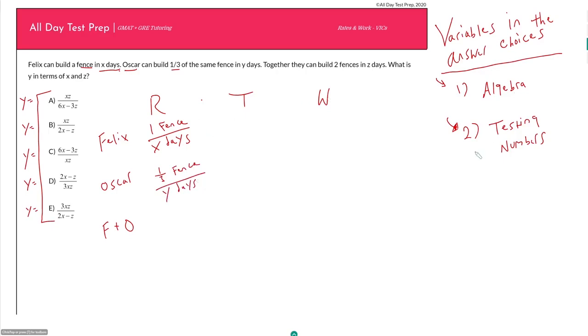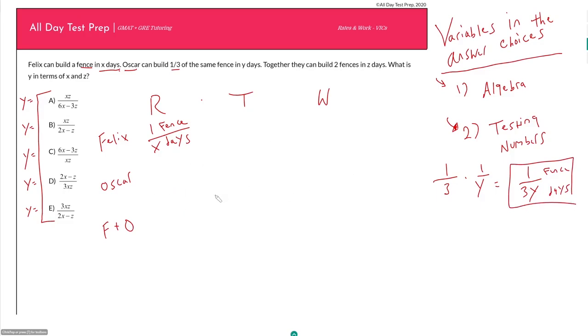And so if you want to simplify this now, you can, just using your knowledge of dividing fractions. When I divide a fraction by a variable, it is the same as multiplying by 1/Y, so 1/3 divided by Y is the same as 1/3 times 1/Y, which is just 1/3Y. So the units here are the same. This is saying 1/3 of a fence per every Y days is the same as one fence every 3Y days. If I want to express Oscar's rate that way, I can, and I will. 1 fence every 3Y days.